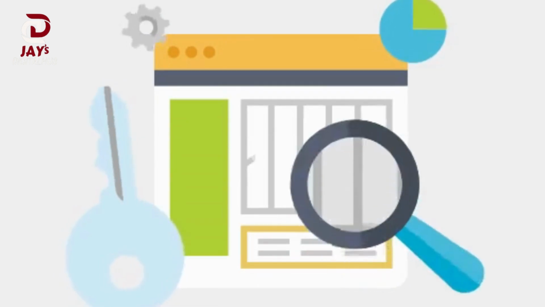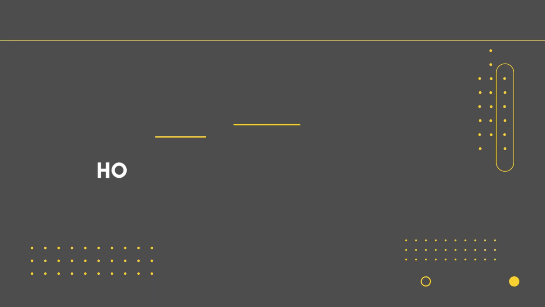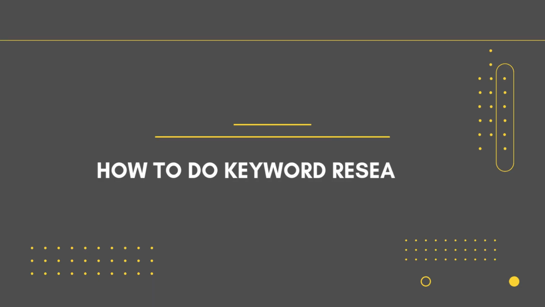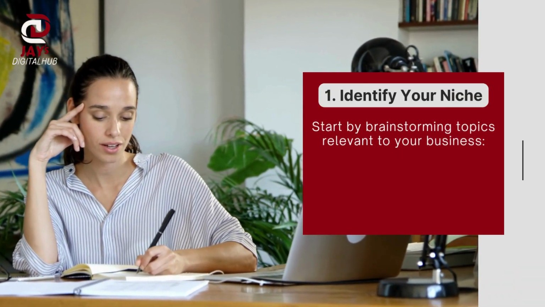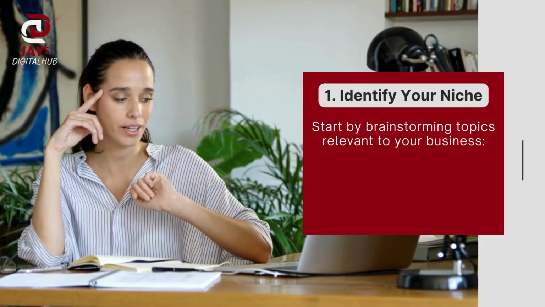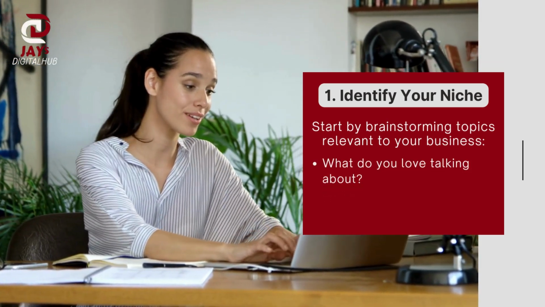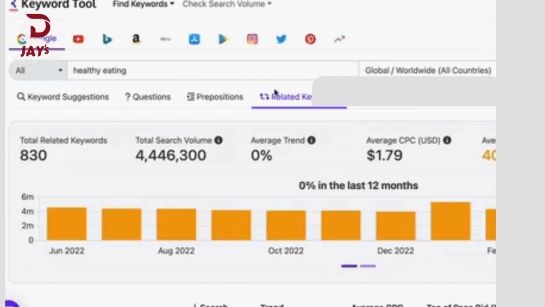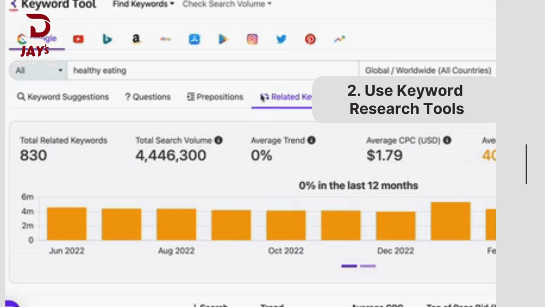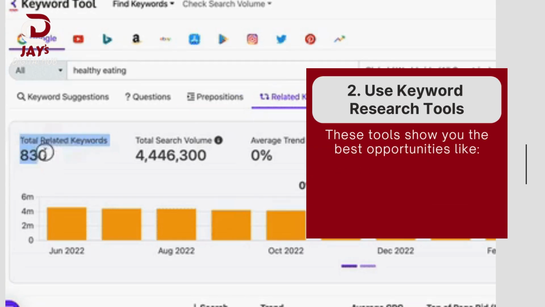Now that we understand its importance, next, let's dive into the step-by-step process for doing keyword research. Identify your niche. Start by brainstorming topics relevant to your business. What do you love talking about? What problems can you solve? Next, you'll need tools to expand your keyword list. More on that in just a sec.